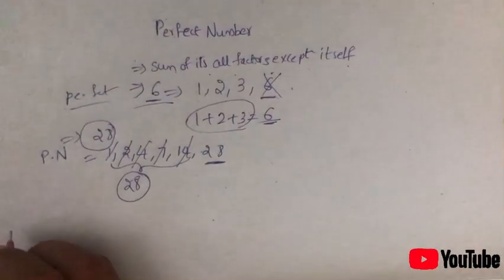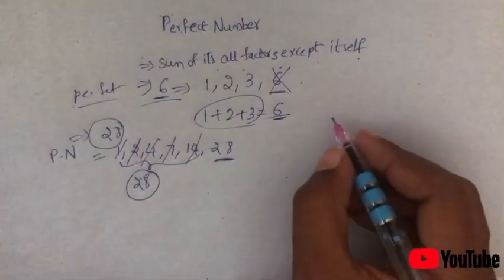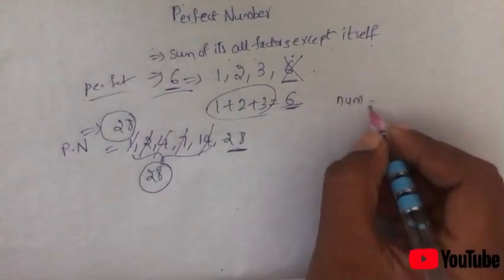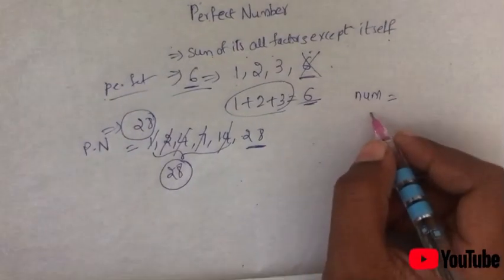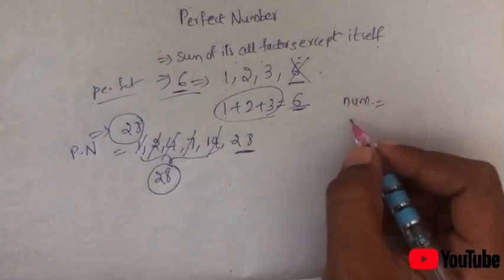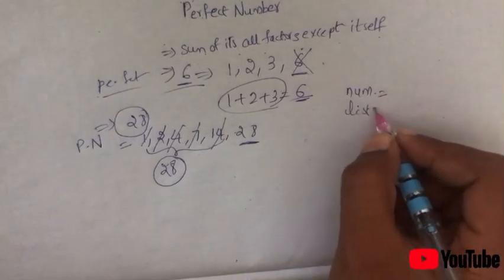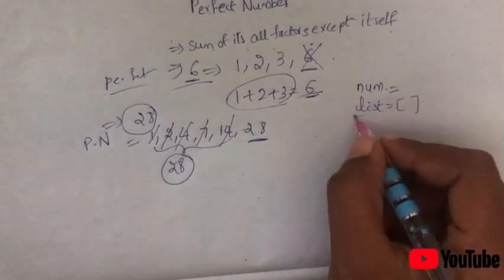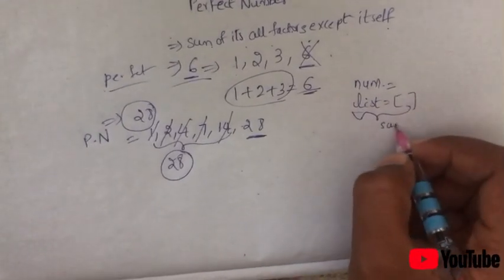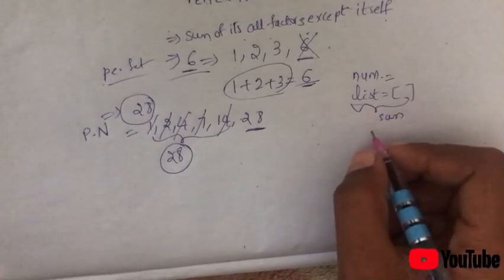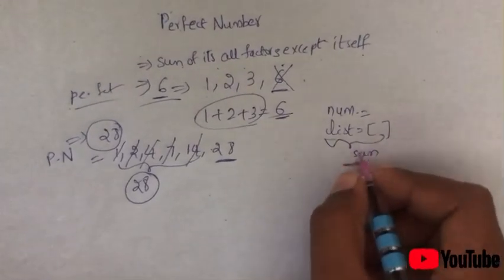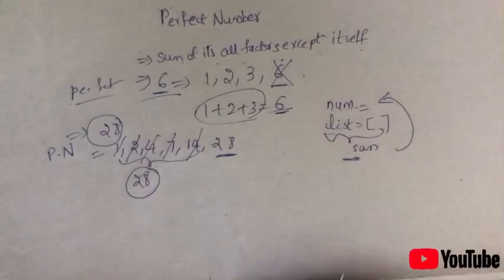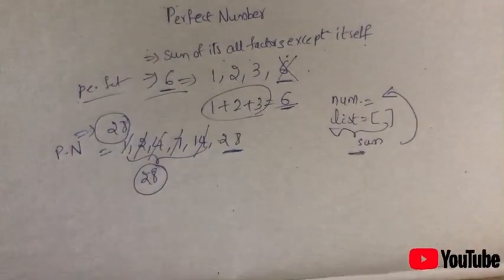Coming to the logic, you have to consider a number and find all the factors of the given number and store them in a list. Then you have to calculate the sum of the list, and if the sum is equal to the given number, then it is a perfect number.